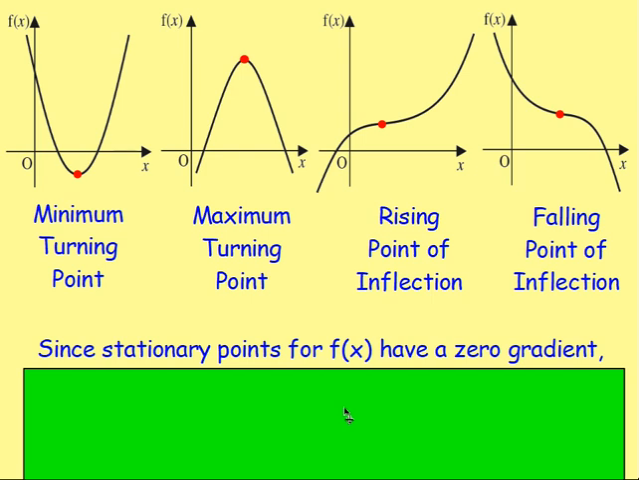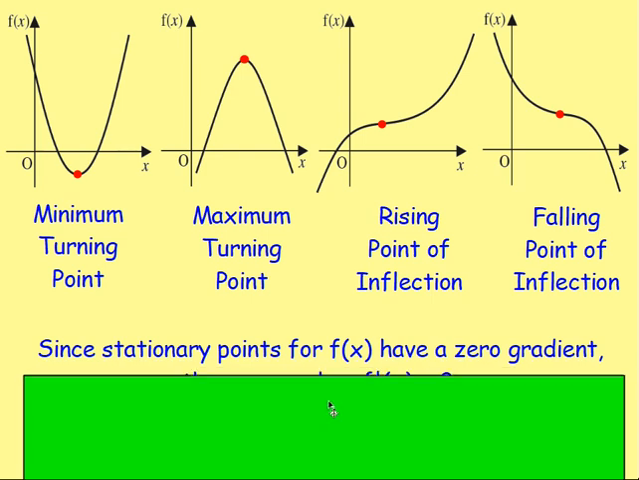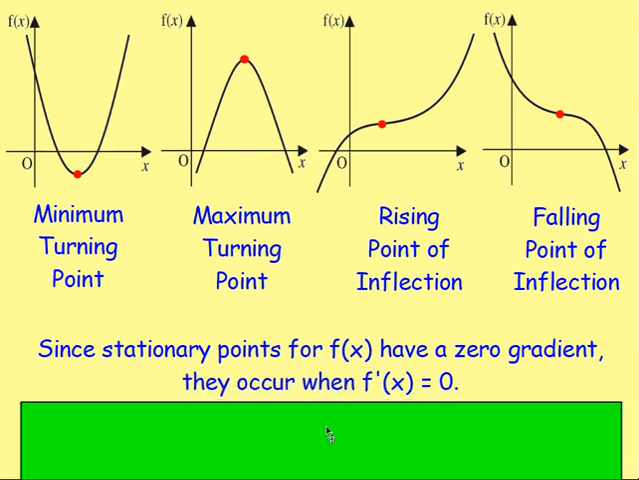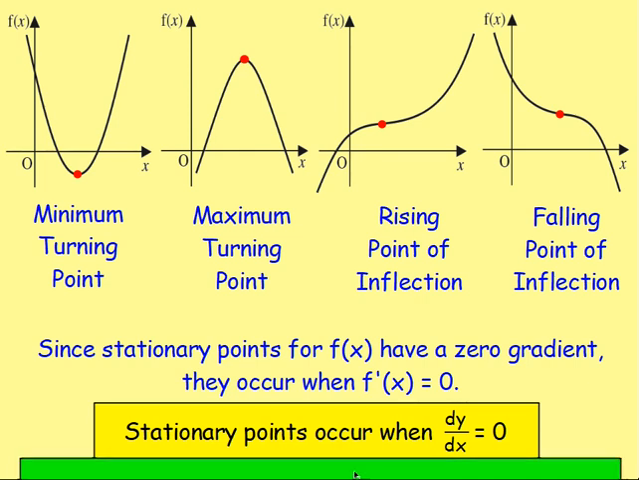If you think about it, if you're given f of x, well, since stationary points have a 0 gradient, it means the derivative f dash x is going to be equal to 0 at stationary points. And one phrase that you need to remember is stationary points occur when dy by dx equals 0. That is something that you always need to write down and you always need to remember.